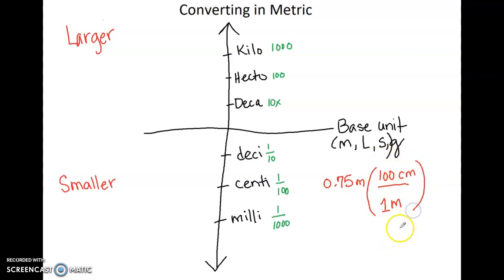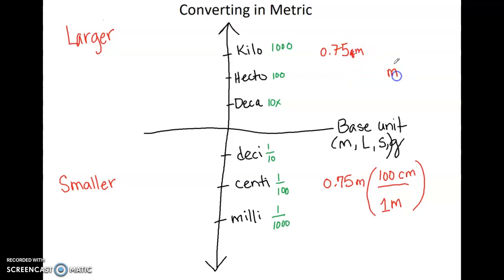I'll put parentheses around that. Now, a tricky part is understanding where this power of 10 belongs. The power of 10, the 100 in this case, when you're below this line, when you're smaller than the base unit, belongs to the metric prefix, to the centi. So it goes with the centi. As opposed to if we wanted to take 0.75 meters and convert it into kilometers.